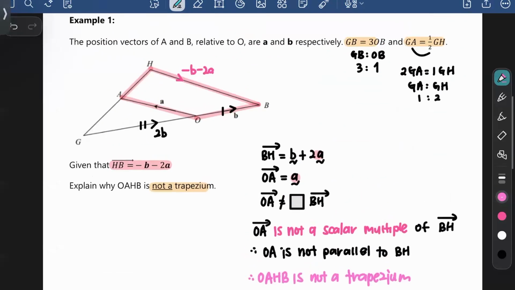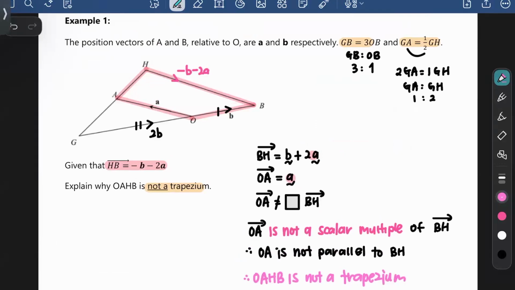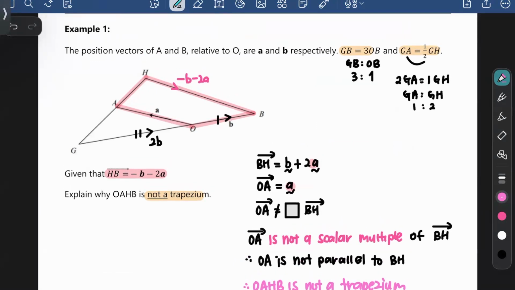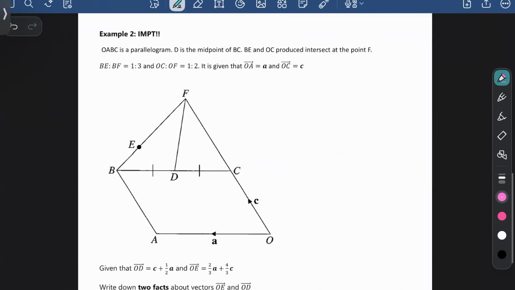One of the rare few times where they actually show you that it's not parallel. Usually they will ask you to show, then high chance it's going to be parallel. Then you can see something, then you can do your similar triangles and stuff. Okay, so this is your example one. This was from a 2025 prelim paper. So this one more important.